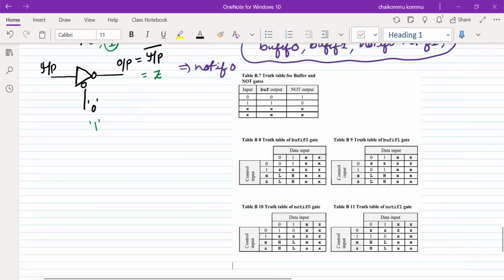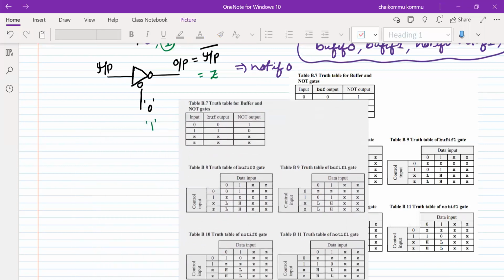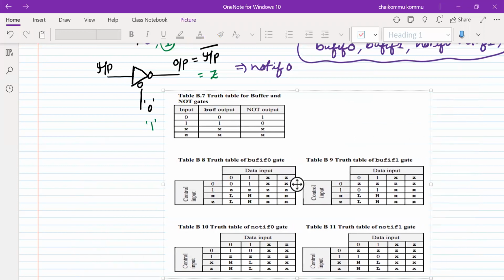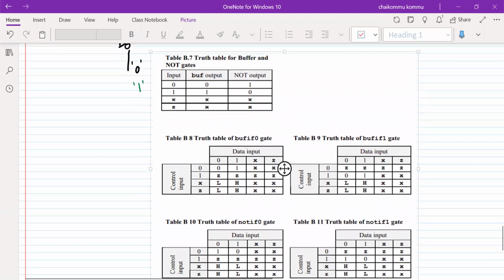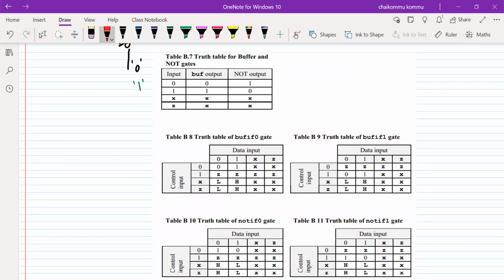Okay, so these are the truth tables that we can see there. You can understand very clearly, for a simple buffer, we have only one input. If you apply 0, 1, X, for the NOT gate also, the complement of the input will be there, and unknown X.